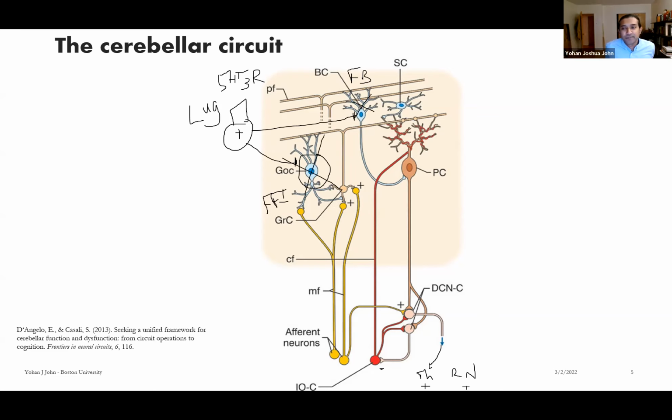Right. Anyway, so what targets the Lugaro cells? In terms of excitatory inputs? That's a great question. Yeah, they've got a lot of serotonergic fibers from the pontomedullary reticular formation. I know about that for sure. I don't know about the rest.